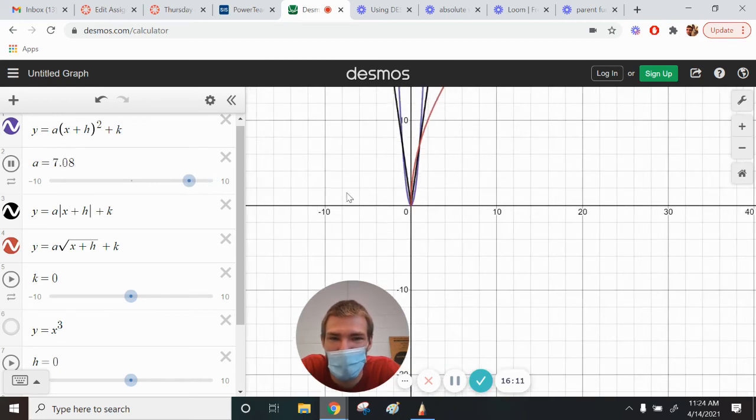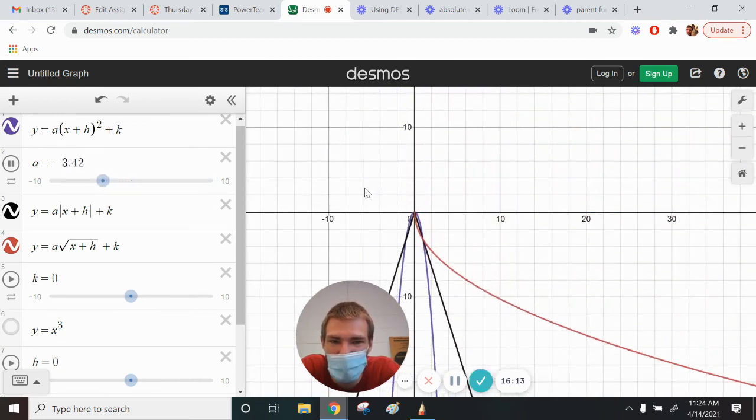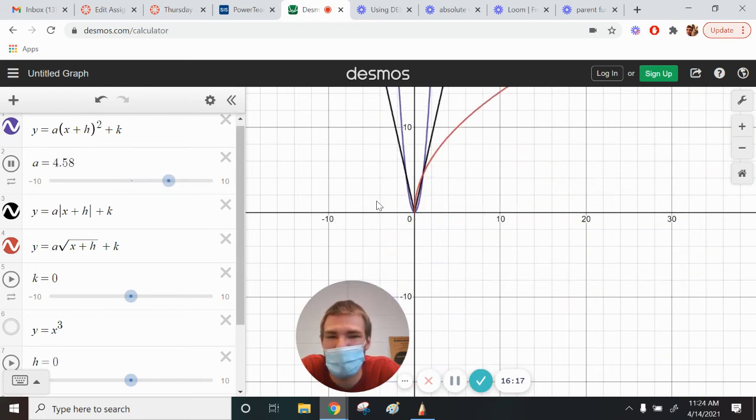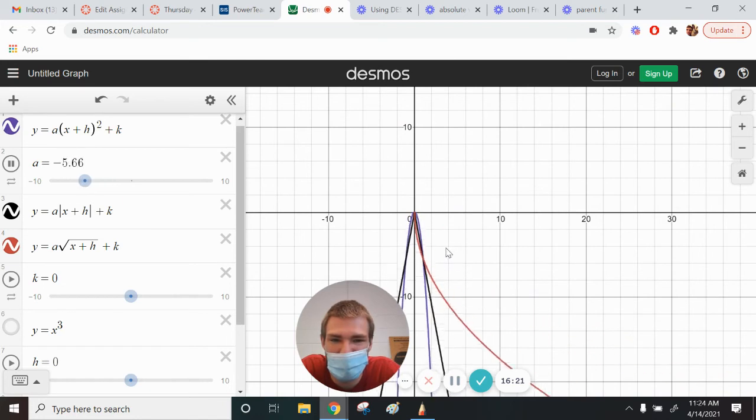So if we look at that automated, on the negative side, it's an upside down version of the graph. On the positive side, it's an upright version of the graph.